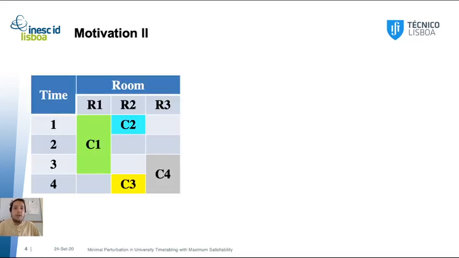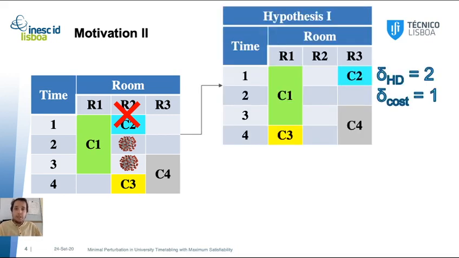Now let's consider a timetable with 4 time slots, 3 rooms and 4 classes. Now imagine that room 2 has to close down due to COVID contamination. So we will need to change the assignment of class 2 and 3. Hypothesis 1 is to change class 2 to room 3 and class 3 to room 1. This has a Hamming distance of 2. The Hamming distance is the distance between the original solution and the newly found solution. As only 2 classes change assignments, the Hamming distance is 2.